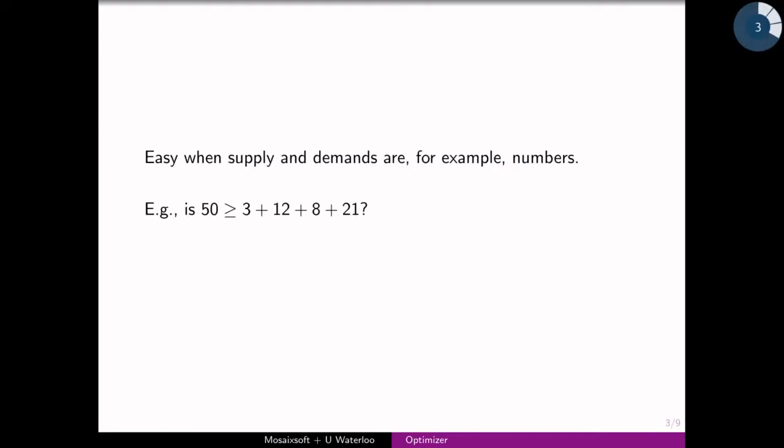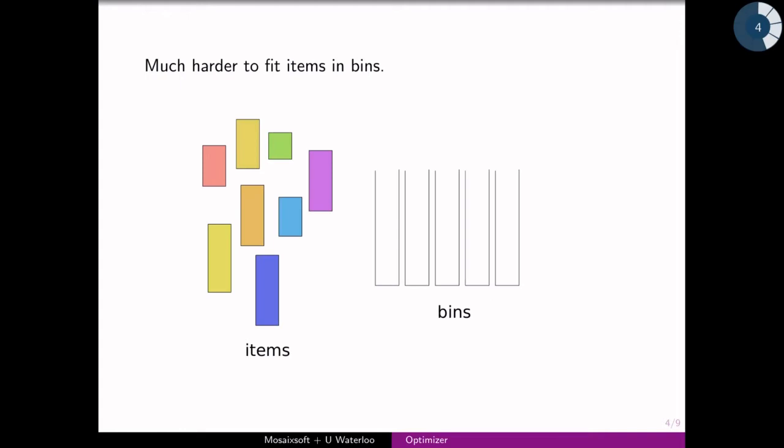Now, such a question would be quite easy when the supply and demands are, for example, whole numbers. So, for example, if my supply is 50 and I have 4 demands, one of which is 3, another 12, another 8, and another 21, it's very easy to check whether the sum of those demands fits, meaning does not exceed our supply. However, such a question is much harder when we're trying to fit items in bins.